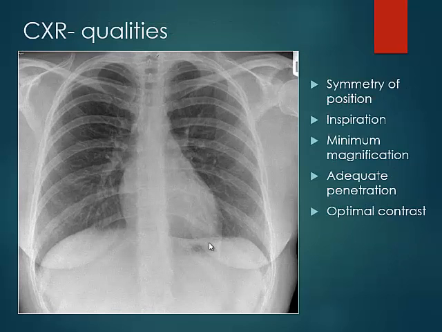So the radiologist here would know what we are looking for in terms of quality of a good chest X-ray. So symmetry of the chest, of the patient's position. The X-ray should be taken in a good inspiratory effort. Minimum magnification of the heart size, and that's usually done by a posterior anterior PA view of the X-ray when the X-ray is taken in the department. You can have a portable X-ray, obviously, which could be an anteroposterior view. There should be adequate penetration of the chest in the X-ray and optimal contrast between the different structures. So those are the qualities of a good quality X-ray.